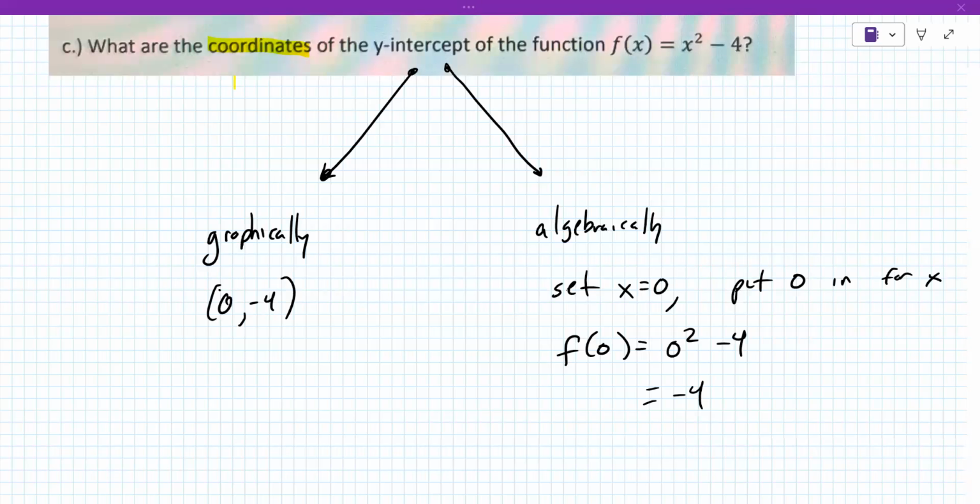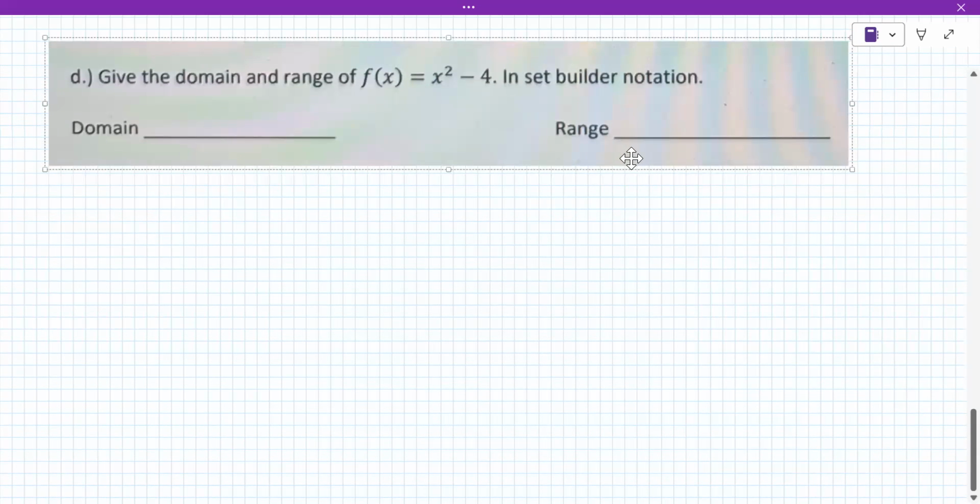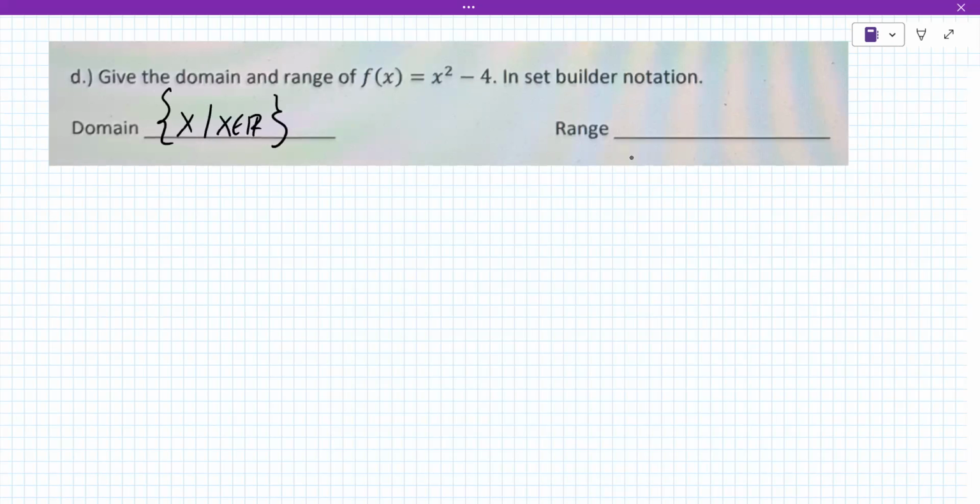All right, next part of this problem is to give domain and range in set builder notation. Do you remember anything about set builder notation? x, bar, x is an element of R, comma, and that's for the domain. I forgot what the thing is called. Don't worry about the names. They're curly braces, but on the left, you said it right. It's all real numbers. Okay, so until otherwise stated, just give your domain as all real numbers.